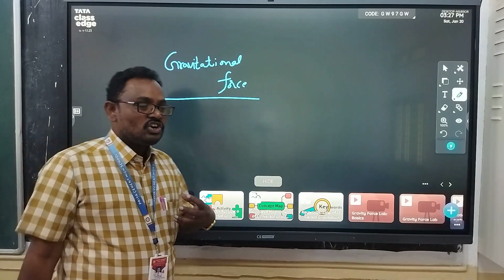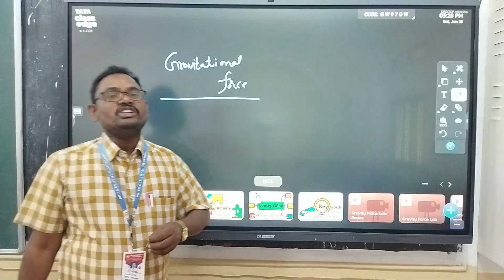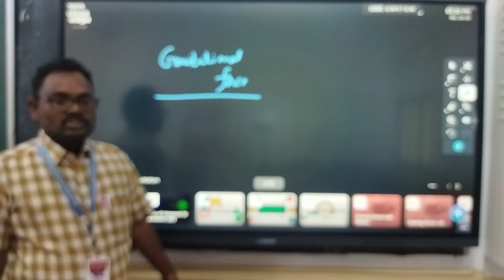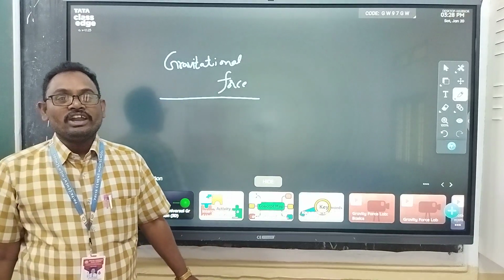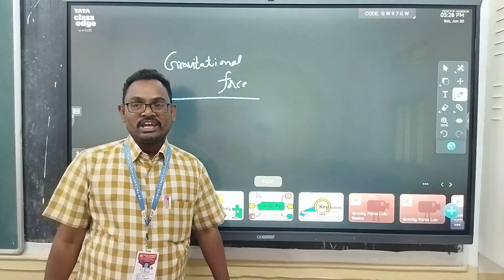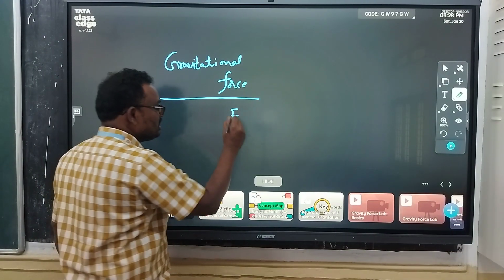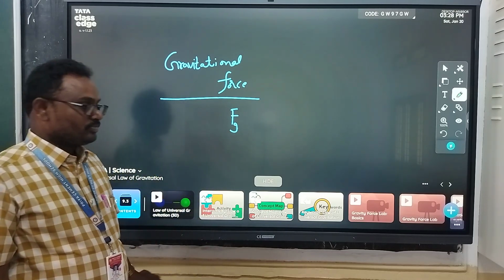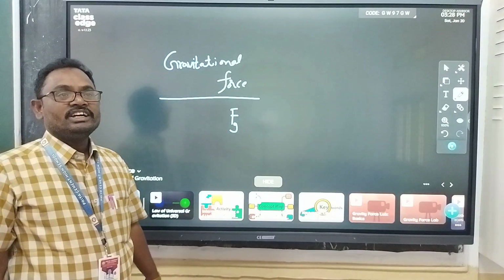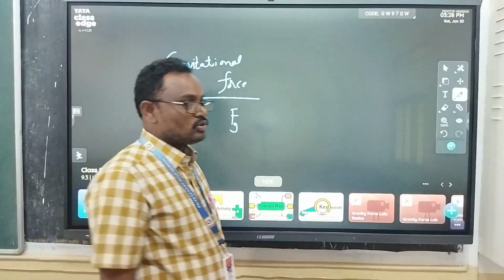By observing all this and by doing so many experiments, he decided that in the universe between any two bodies there is a force of gravity. This force he called the universal force of gravity, denoted by F suffix G. And he gave the law of universal force of gravity. What is the law of universal force of gravity?